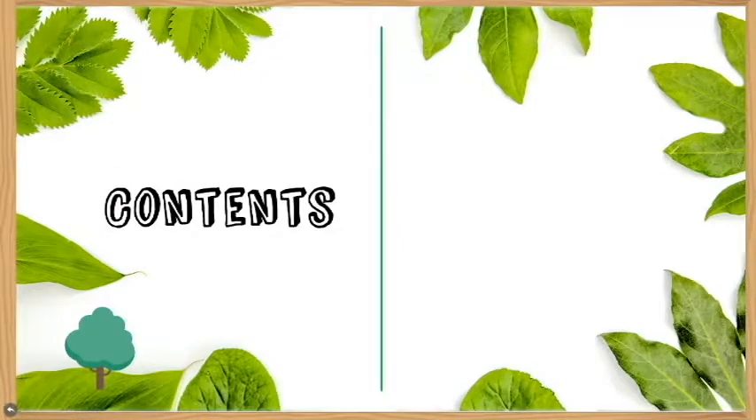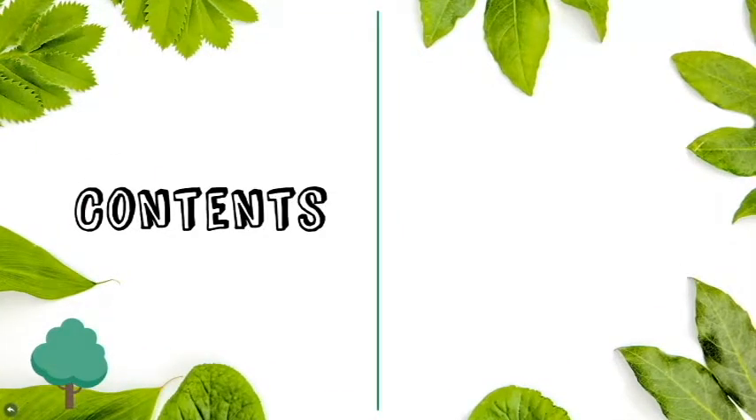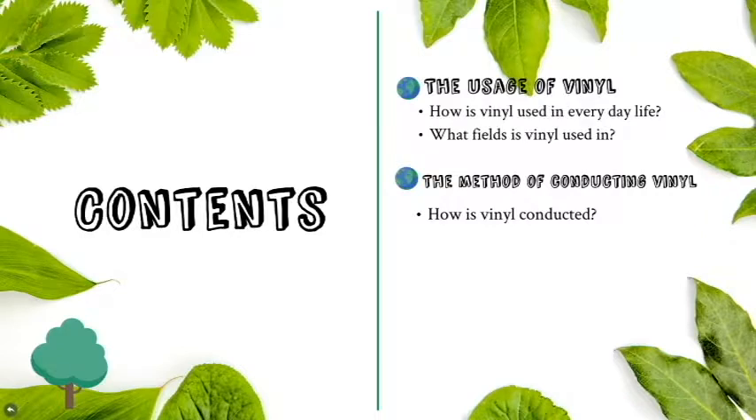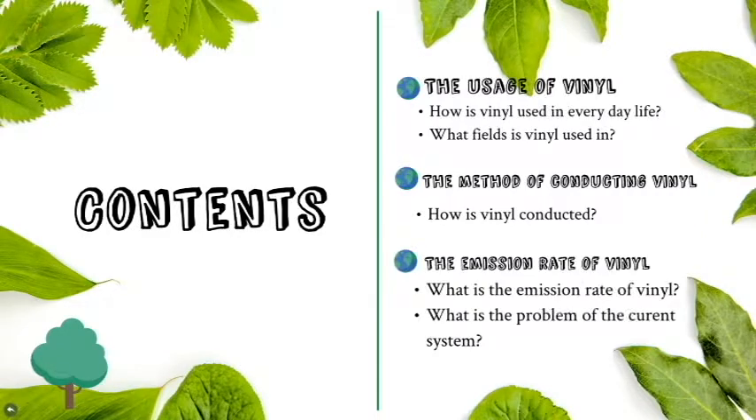Now let us move on to the contents of this presentation. We have prepared this case revolving around environmental pollution in three different ways: the usage of vinyl, the method of conducting vinyl, and the emission rate of vinyl.